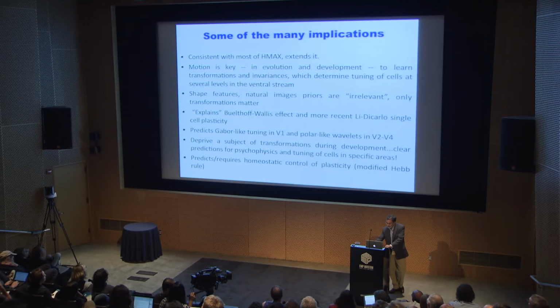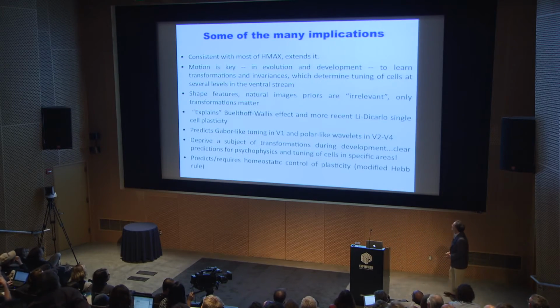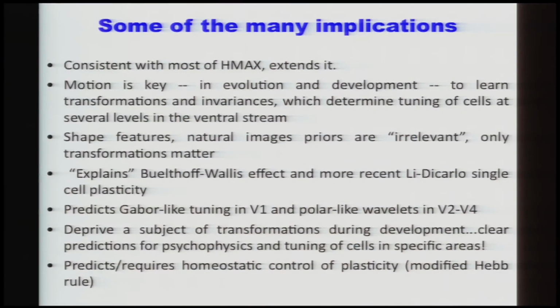Some of the main implications of this are that, for instance, the features that you see in the ventral stream, the tuning of the cells, would not reflect properties of shape, properties of images, but would reflect properties of transformations. So shape priors or natural image priors would be kind of irrelevant. Some of the other implications are, for instance, that it requires homeostatic control of plasticity. It predicts tuning of various levels of the ventral stream.